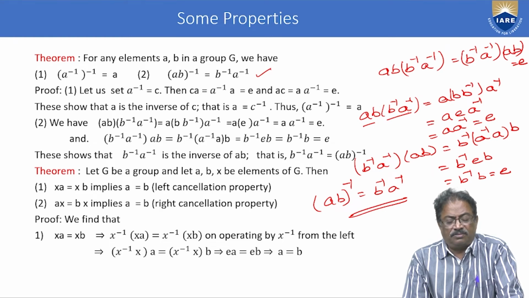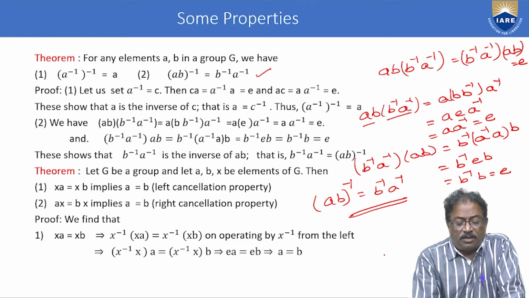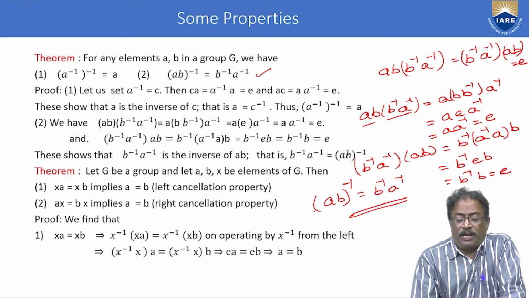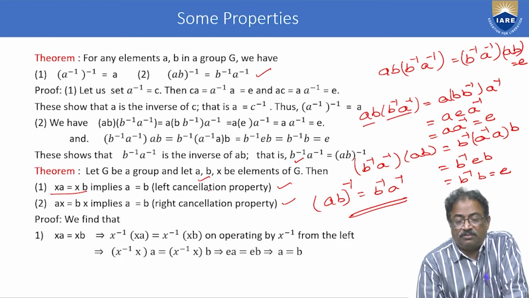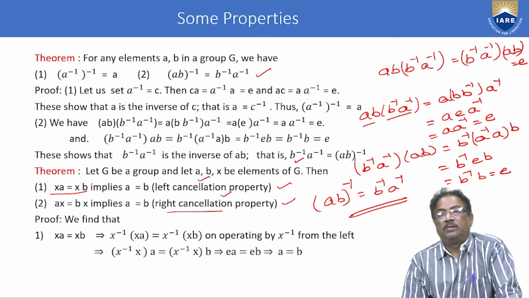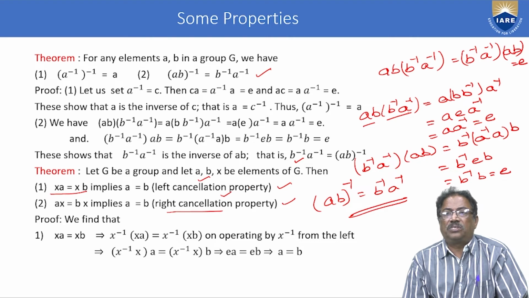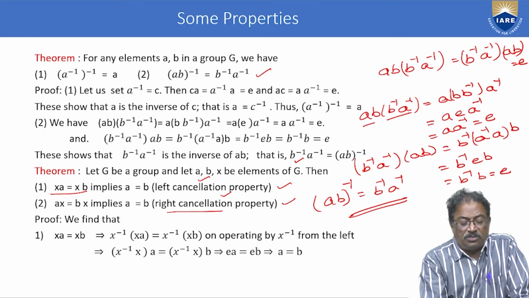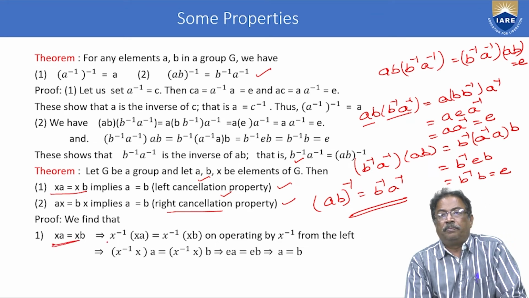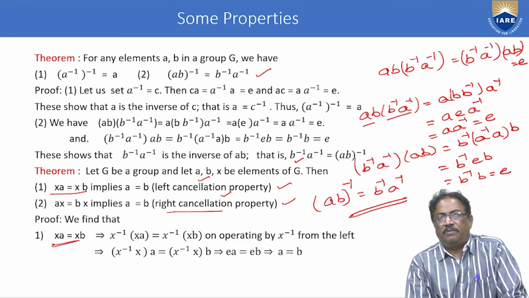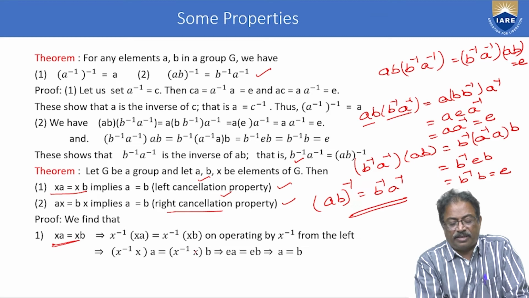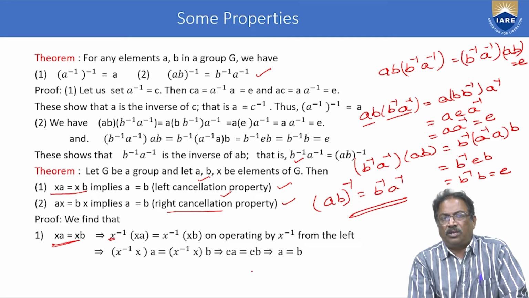Now another simple result. Let G be a group, and A, B, X be any elements of G. If this condition is satisfied as well as this condition, that means the left cancellation law and the right cancellation law are true. That means in a group, left and right cancellation laws hold. Let us consider the given thing. X is an element in the group, so X inverse exists. Every element has its inverse, which is also a member of G.